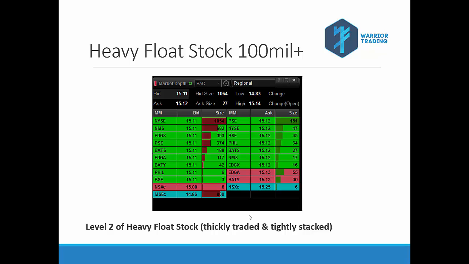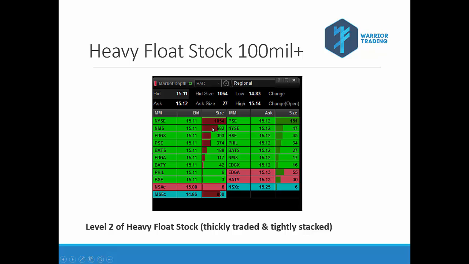It's a huge float. When they did their IPO, they released so many shares onto the market that for this stock to move 30%, it would take an almost unthinkable amount of volume in one day. There's over 100,000 shares sitting on the bid. Actually, there's over 200,000 shares.